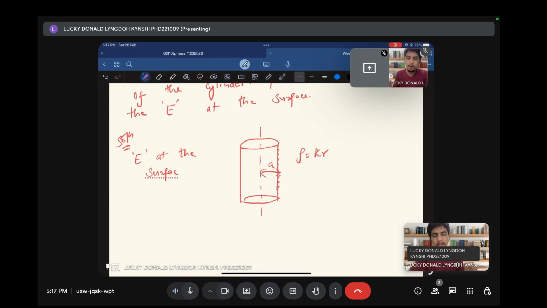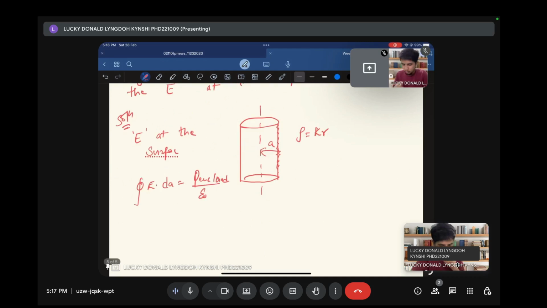In other words, the question asks: what is the electric field at a distance a from the axis of the cylinder, or on the surface of the cylinder? So if you want to find the electric field, like I have just told you, use this formula: the closed integral of E dot dA is equal to Q enclosed by epsilon naught.